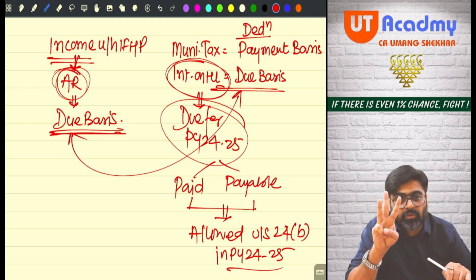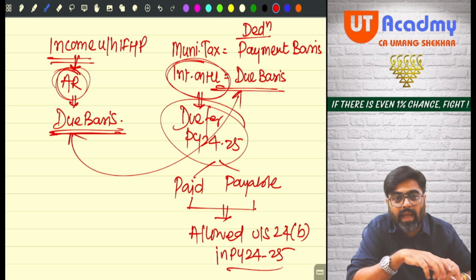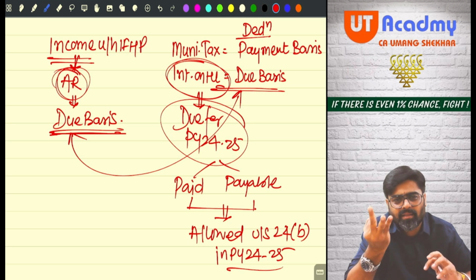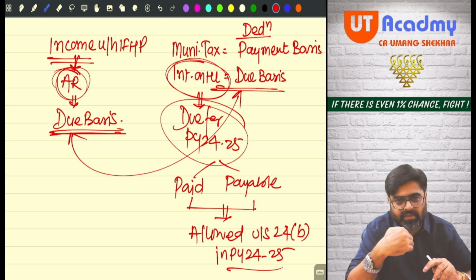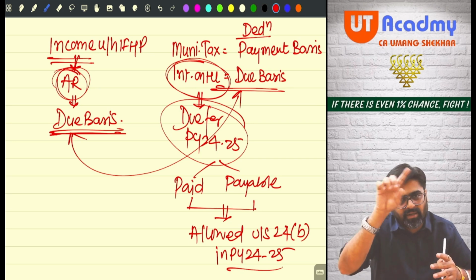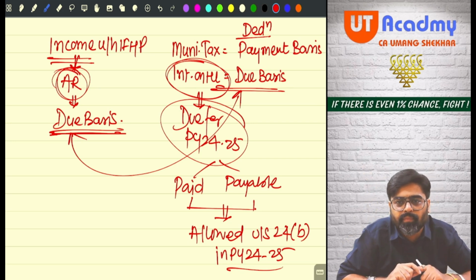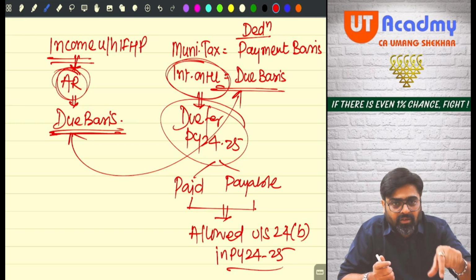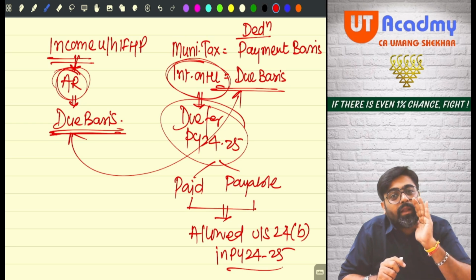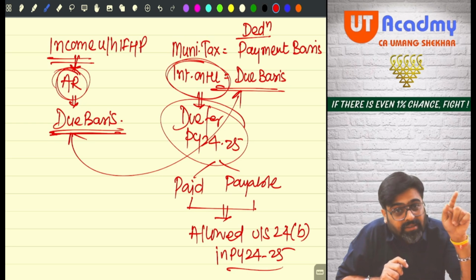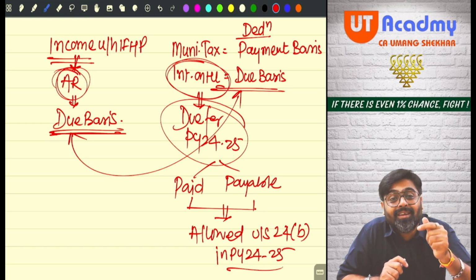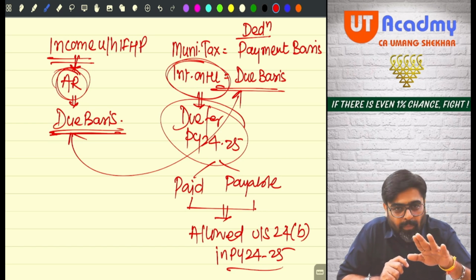This year's interest was 30,000. I paid only 25,000. How much deduction will I get? The entire 30,000. The 25,000 which is paid is for this year, and the 5,000 which is still payable is also for this year. This year's interest of 30,000 will be allowed fully. Now in the next year you are paying this 5,000. Can you claim that 5,000 as a deduction next year on payment basis? No, because it was already claimed in this year on due basis.